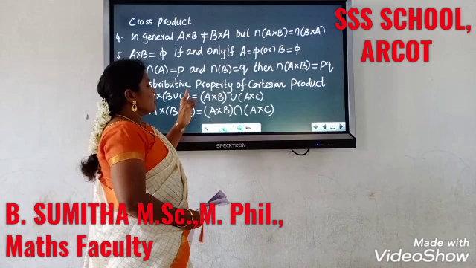And the next point is, if n of A equals P and n of B equals Q, then n of A cross B equals P into Q. That is, we have to multiply both n of A and n of B, then we get n of A cross B. And the next point is the distributive property of Cartesian product, which we are going to verify in this unit. The first is A cross (B union C) is equal to (A cross B) union (A cross C). And the second is A cross (B intersection C) equal to (A cross B) intersection (A cross C).